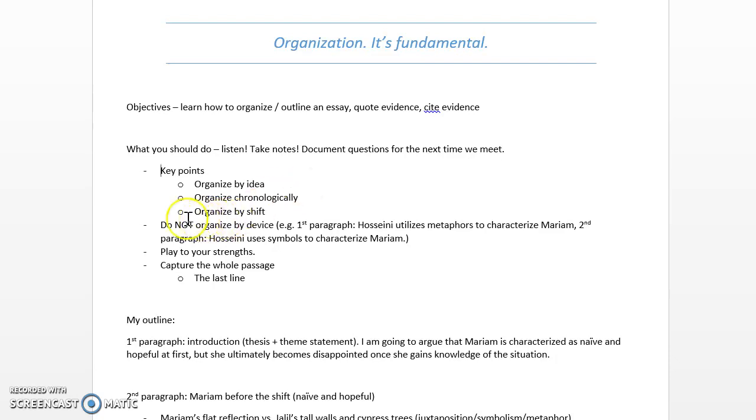What we are not going to do is organize by device. Yeah, I know we taught you that in 9th grade, and you probably had some of it in 10th grade too. I'm not sure about that, but we are not going to organize by device. So for instance, your first paragraph is not going to be about, hey, look, these are all the metaphors I found. And then a second paragraph that has all the symbols that you found. And then a third paragraph that has whatever else you found. We are not going to organize by device.